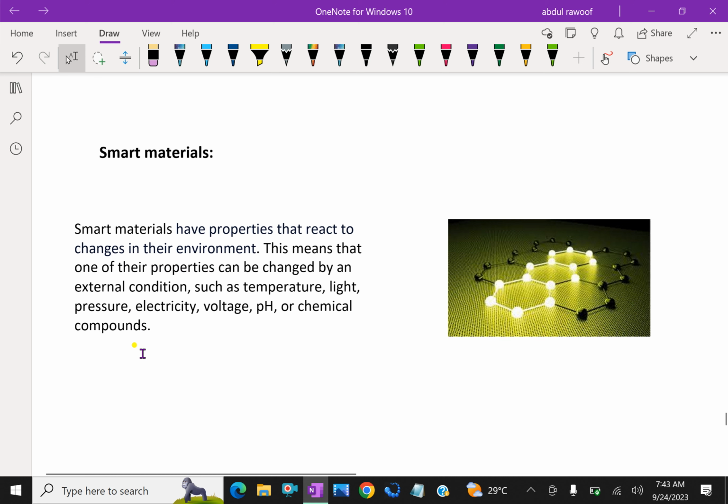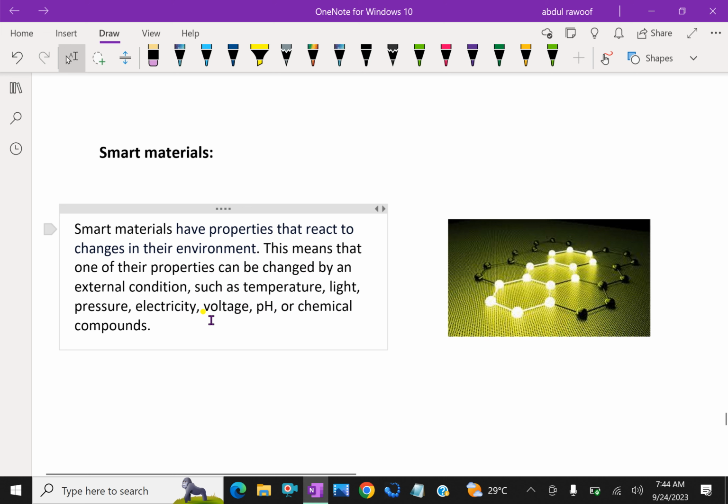Next, smart material. Smart materials have properties that react to changes in their environment. This means that one of their properties can be changed by an external condition. Due to the external condition, they change their properties by themselves. So it is more useful, such as temperature, light, pressure, electricity, voltage, pH value, or chemical compounds.